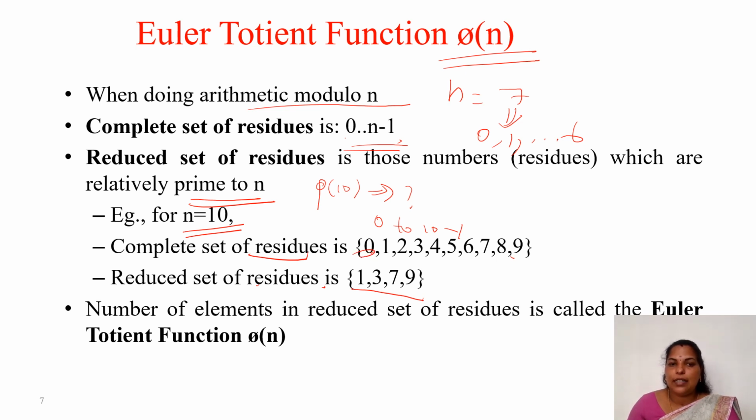So 0 is not. 1 comma 10: the GCD of 1 and 10 is 1, so 1 is included. 2 and 10: not, we have a common factor of 2, so it is not relatively prime. 3 and 10: the GCD is 1, so it comes in the reduced set of residues. Likewise we have to find. So for n equals 10, the reduced set of residues is 1, 3, 7, 9. So what is the Euler totient function? The number of elements in the reduced set of residues is called the Euler totient function.